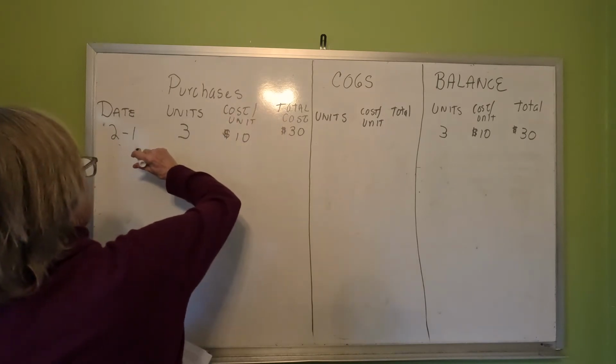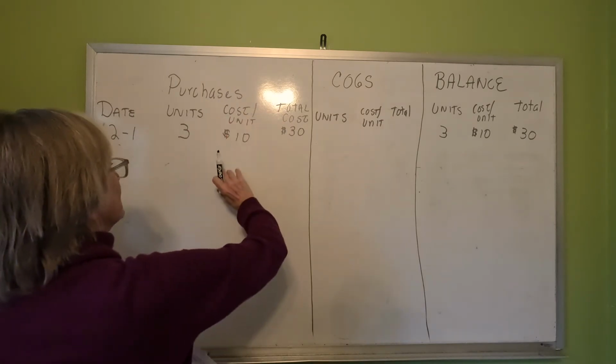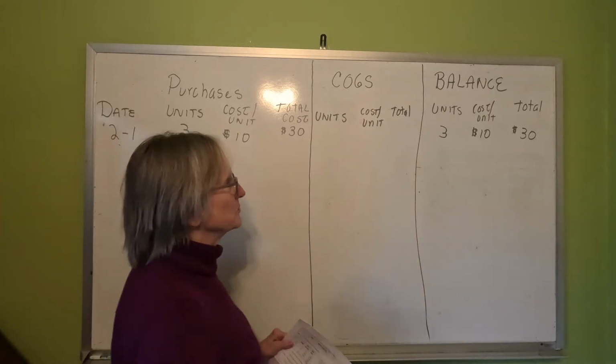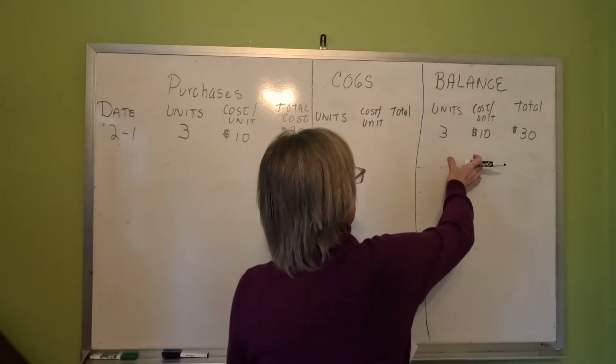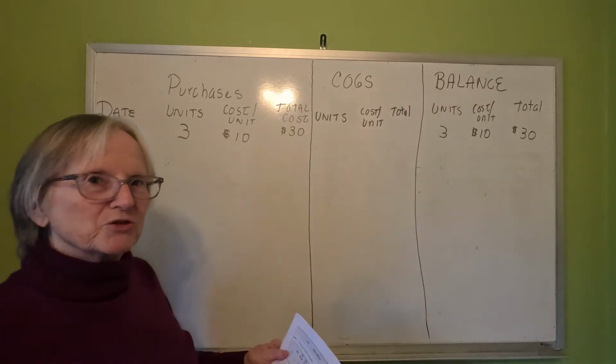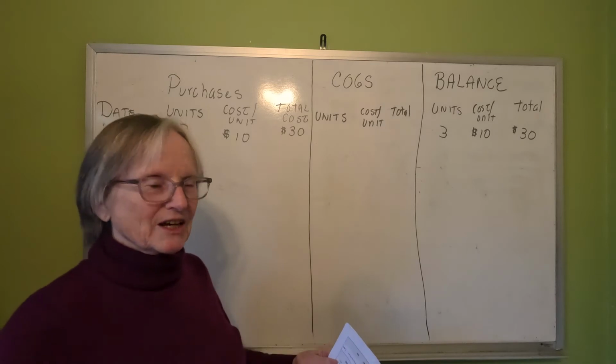You'll notice that on this side are the purchases. You've got the date that something happened. You have purchases over here. This will be where we put the cost of goods sold, which we'll see how that works. And then the balance is over here. Where it's perpetual, we have to go by the dates everything happened.